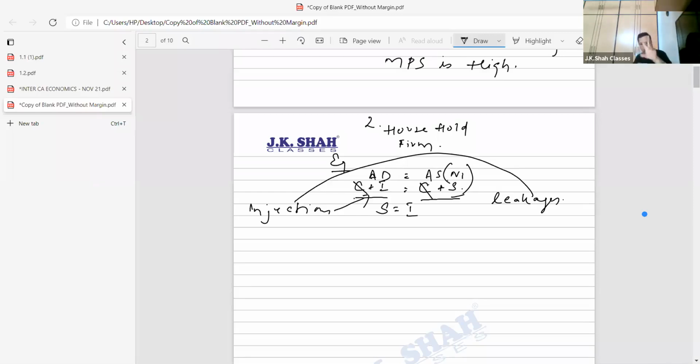Two sectors, tell me fast. Which two sectors are we talking about? Household and firm. Aggregate demand is C plus I. Aggregate supply is C plus S. C gets cancelled, so equilibrium will be when I is equal to S. S is leakage. I is injection. Both have to be equal. Agreed. Write the heading, students: Two sector model. Please note this down.